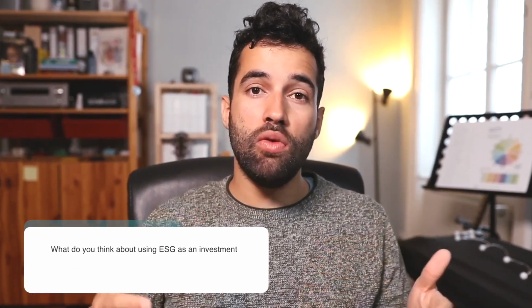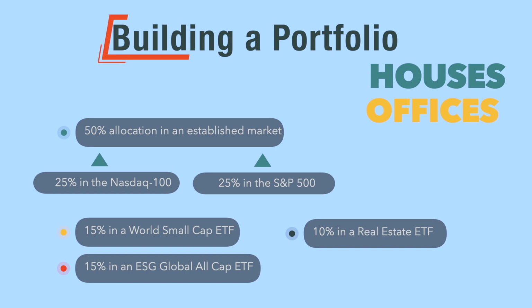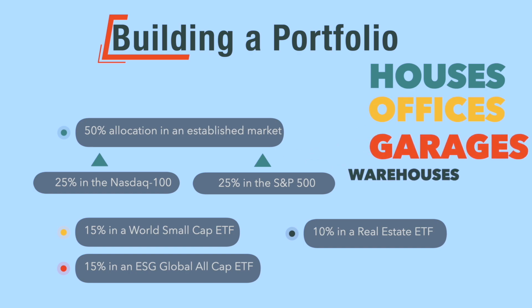The following 10% of the allocation goes to real estate. People usually think that real estate is just housing, but they are wrong. Real estate is everything related to immobility, like houses, but also offices, garages, warehouses, etc. And you'd be surprised by the return of the real estate companies.